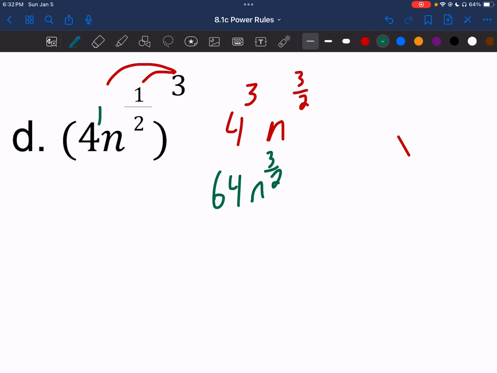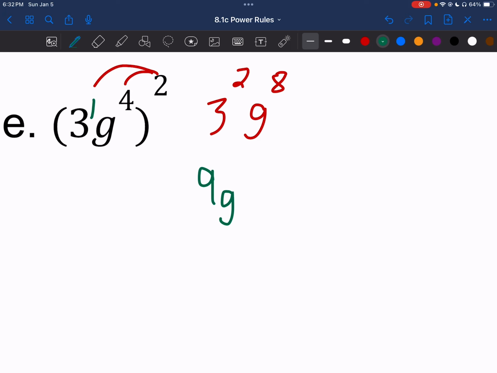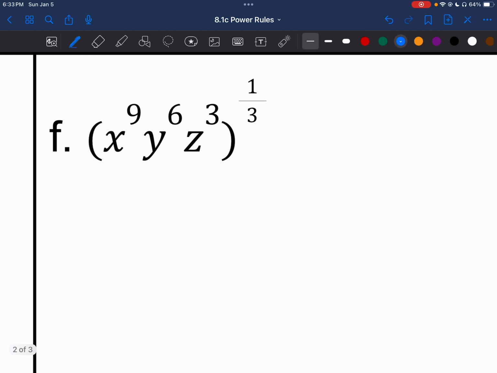All right. Letter E. 3 has that exponent of 1, so we're distributing that 2 to everything. So we have 3 to the second power, g to the 8th power. 3 to the second power is 9, and then we have g to the 8th power. Lastly, this is a 3-term problem.